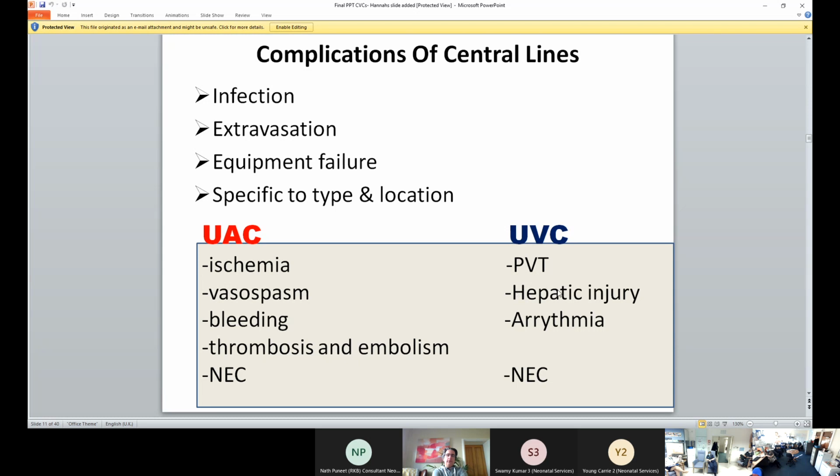Hepatic injury, if it extravasated to the hepatic tissue. Arrhythmia, if the tip is in the right atrium, there is a risk of arrhythmia, and that's why we no longer accept the tip to be in the right atrium. NEC, I don't think NEC will increase with the UVC, it's more with the UAC. But in the textbook, you will find this one is included.